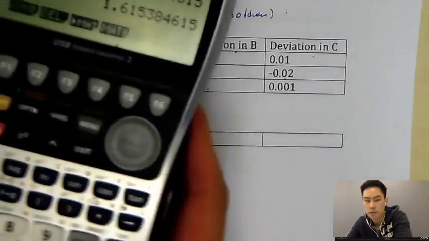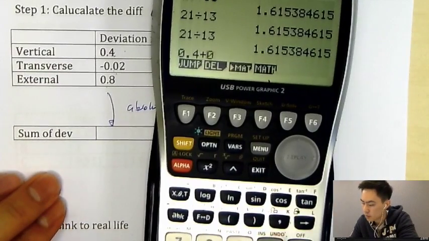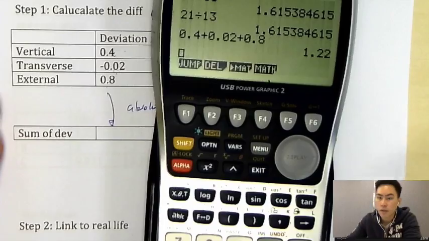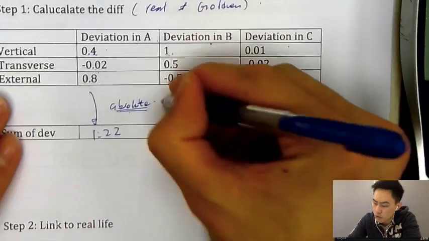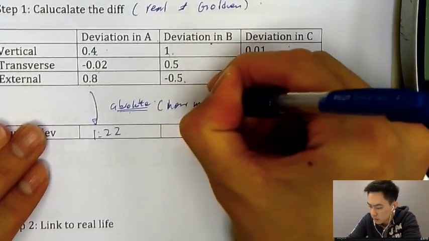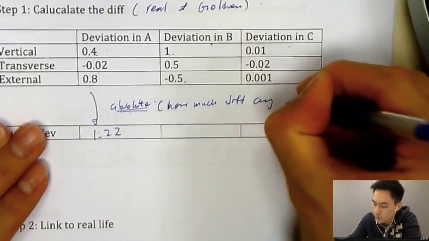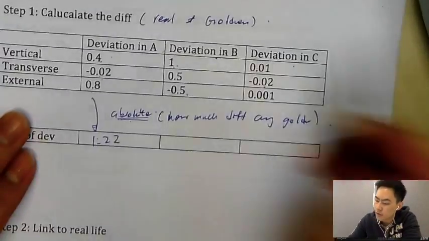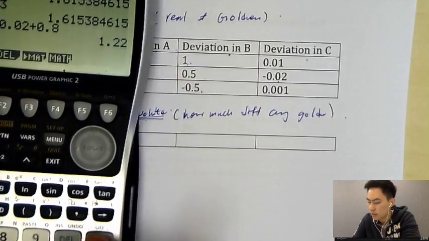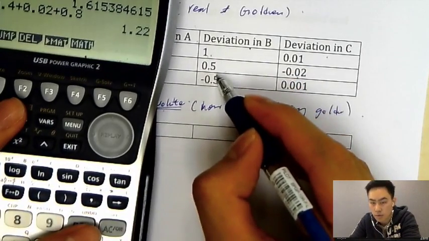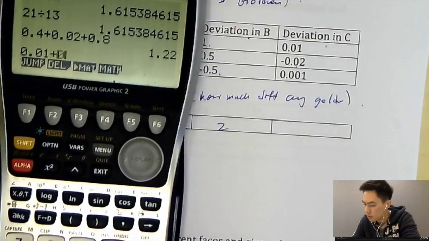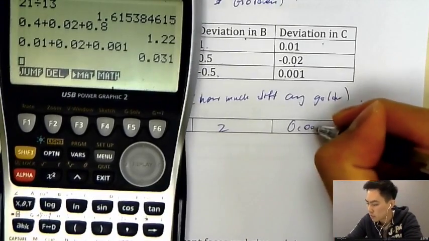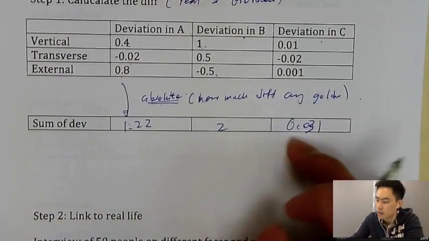So I add up all the differences. So 0.4 plus 0.02 plus 0.8, right? Of course, in your essay, you have to explain why we consider absolute, because we just want to see how much difference is away from the golden ratio. Then for deviation B, you just add up all this, then it is 1.5 plus 0.5 plus 0.5 is 2. And finally, for this one, it is 0.01 plus 0.02 plus 0.001, so you have 0.31. So the deviation is the least for this one.